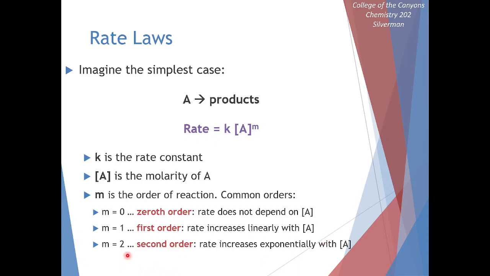Our last common option is if this exponent is 2. We call this a second order reaction. If we have a second order reaction, the rate is equal to K times the concentration squared. Our rate will increase quadratically with our concentration. If you triple the concentration, you will increase the rate by 9 times the speed. Our rate law here is an interesting statement, trying to figure out the relationship between the speed of the reaction and the relative concentrations. It is an equation that we have to determine experimentally.